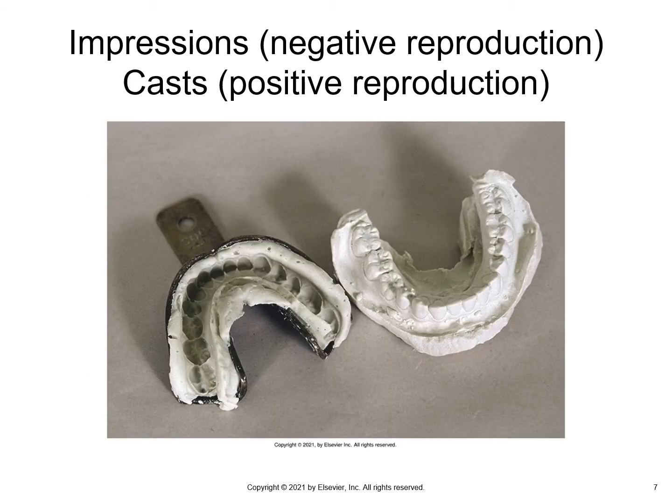What we're looking at here is an impression, and an impression is a negative reproduction of your patient's mouth. And when we pour that in stone, and in this case they've used plaster, it gives us a positive reproduction of those teeth.